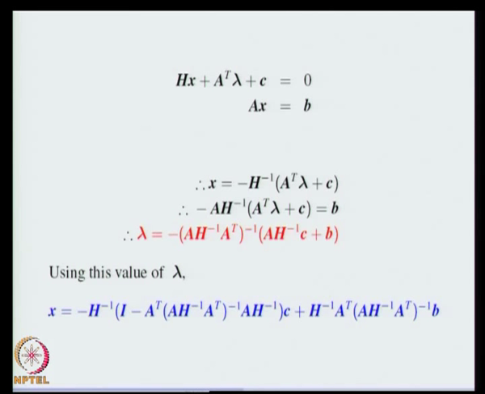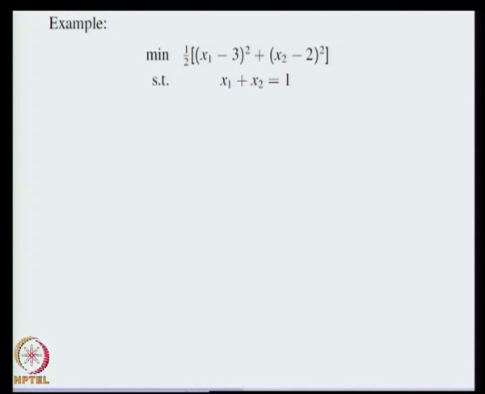Let us see some examples which illustrate this. So, here is a problem to minimize this objective function subject to the constraint that x1 plus x2 equal to 1. In other words, we are interested in finding a circle of minimum radius which touches the line x1 plus x2 equal to 1, and the circle is centered at the point 3, 2, that is, the x1 coordinate of the circle center is 3 and the x2 coordinate is 2.